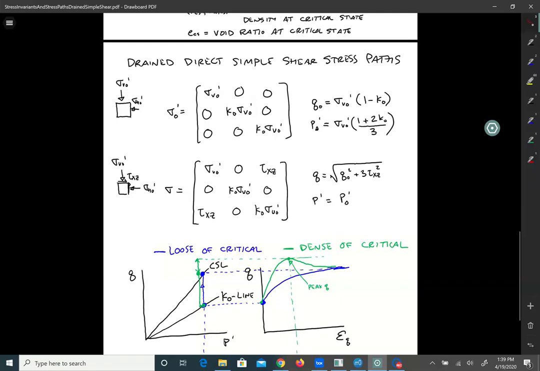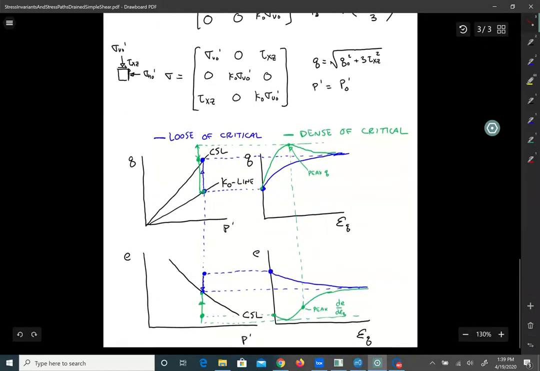Now I'm skipping over some steps here, but the process is something you can follow for any kind of test. You set up the initial stress tensor, you set up the stress tensor under shear, and you can solve for these invariant values, and then you know the direction that the path is moving in Q P prime space. Now it just so happens that for the direct simple shear test, P prime stays constant if it's drained. If we're keeping the vertical and horizontal pressures the same, P prime will be constant. It's just going to be P naught prime. So we get vertical stress paths basically in Q P prime space.